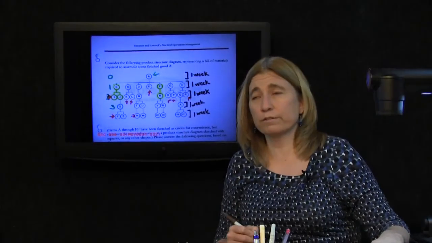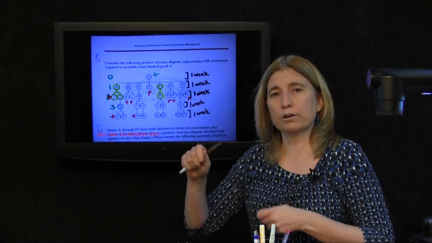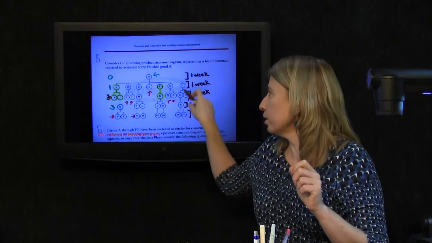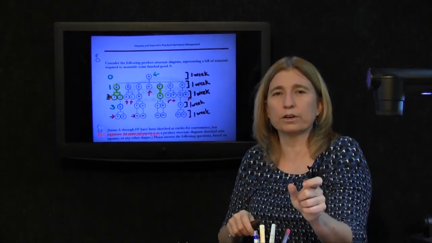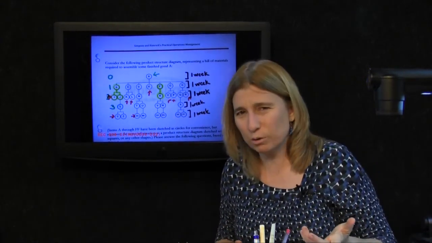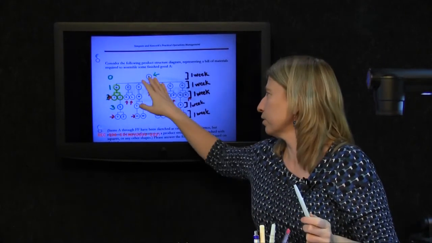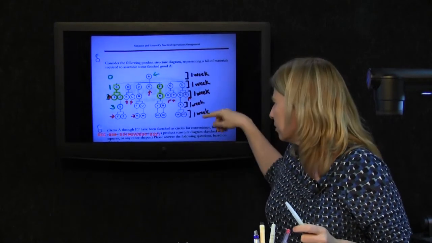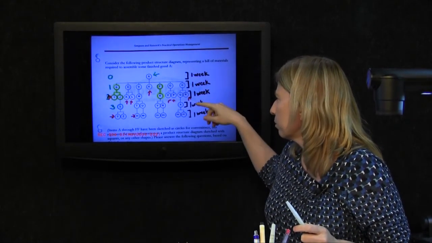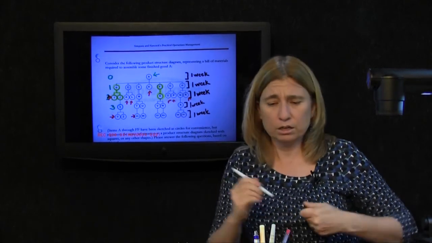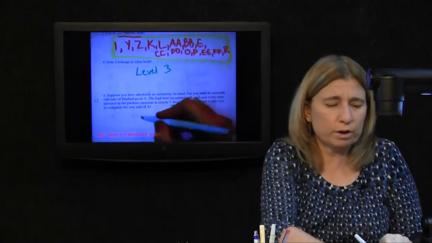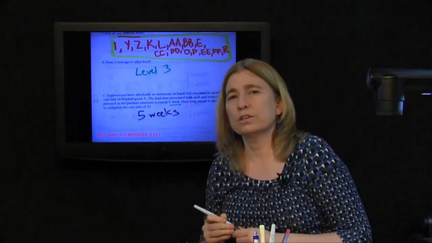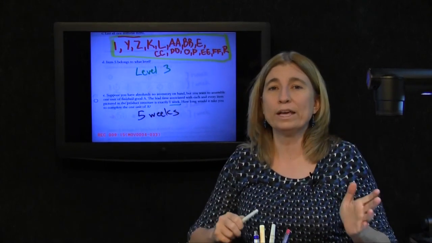If you were to actually officially draw a time-phased product structure diagram, it would look like this on its side, and all the items would be the same length, right? Within a level, they would stack on top of each other. So to answer that question, how long does it take if you've got nothing to produce finished good A, you just add these, okay? 1 week here, 1 week here, 1 week here, 1 week here, 1 week here, 5 weeks. If you have nothing and you want one of the finished good, then it's going to take a total of 5 weeks to finish it.